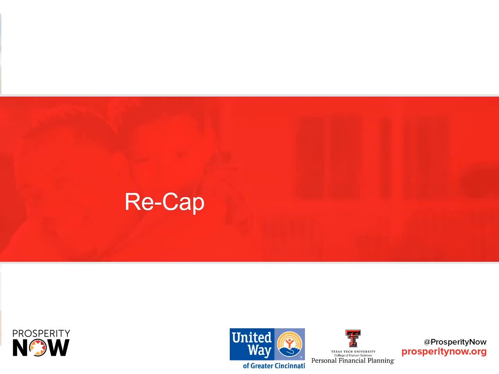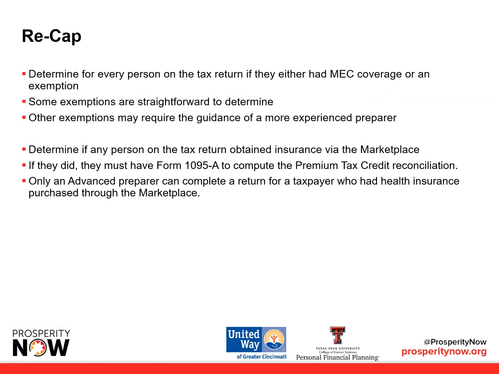Let's recap. First, determine for every person on the tax return if they had minimum essential coverage or some form of an exemption. Some exemptions are straightforward, and some require guidance of a more experienced preparer. Determine if any person on the tax return obtained insurance via the marketplace. If they did, they must have Form 1095-A to compute the premium tax credit reconciliation. Only an advanced level preparer can complete a return for a taxpayer who had health insurance purchased through the marketplace.